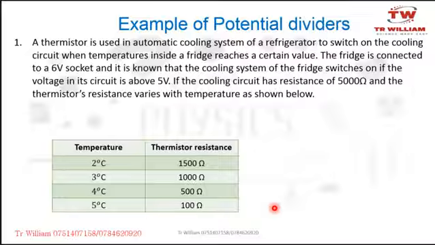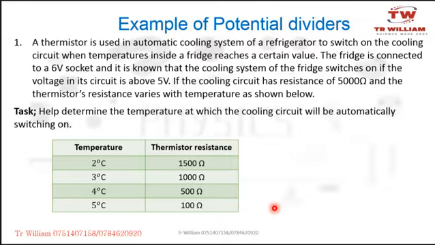So what do they want us to do? They want us to determine the temperature at which the cooling circuit will be automatically switching on. What will be the temperature that will enable this circuit to switch on? At which temperature will the fridge automatically go back on when the temperature reaches a certain value? Remember, they've told us that the switch goes on only when the voltage in it is 5 volts. So it means we need to determine what will be the voltage in the cooling circuit.